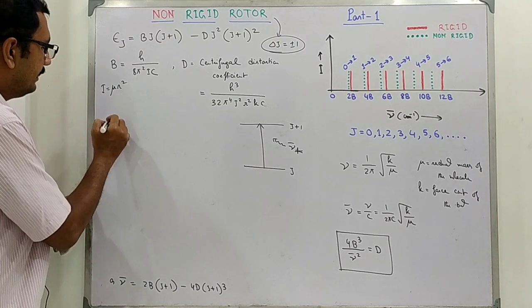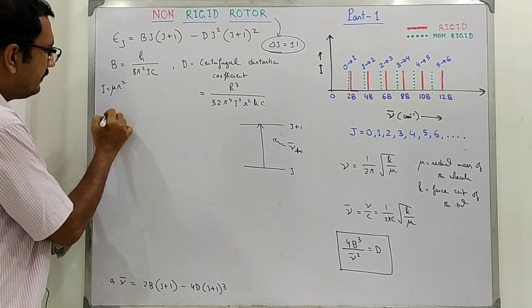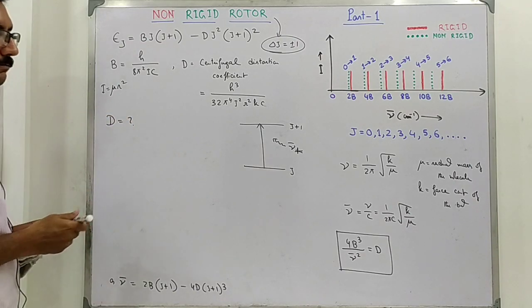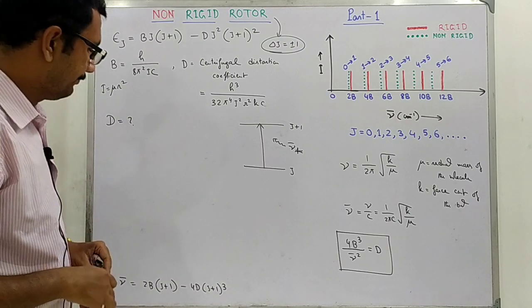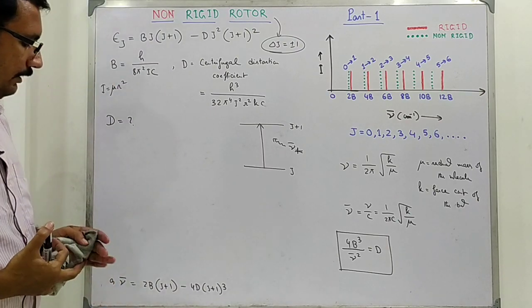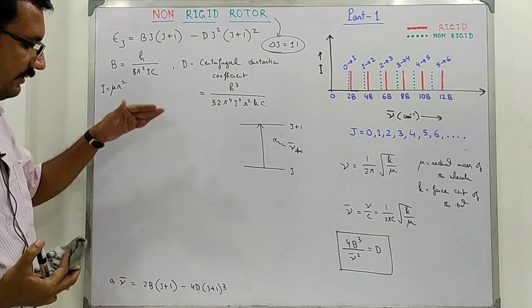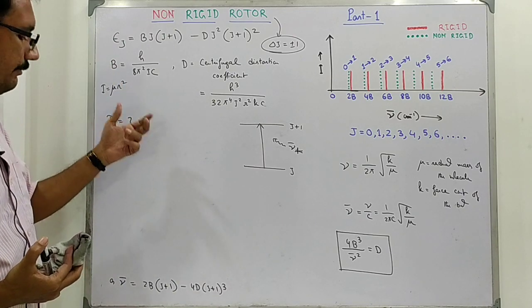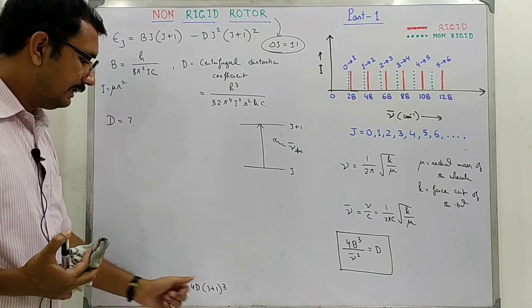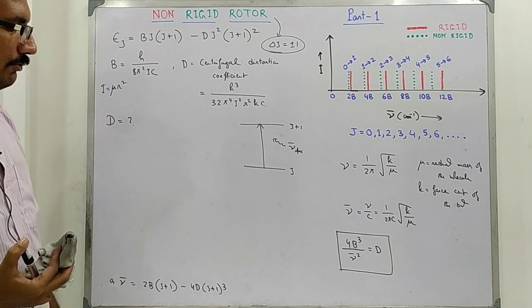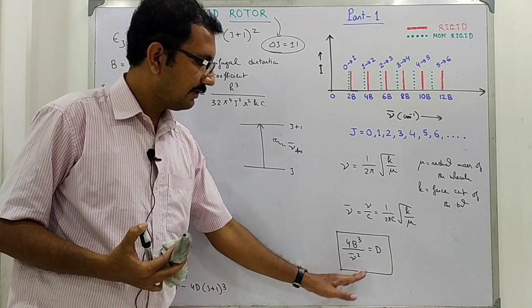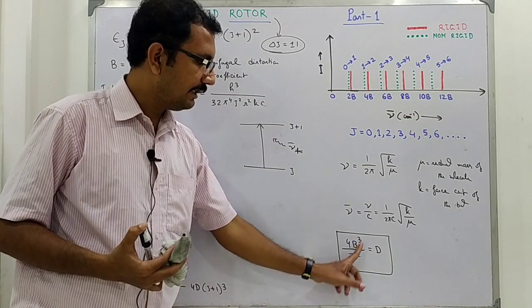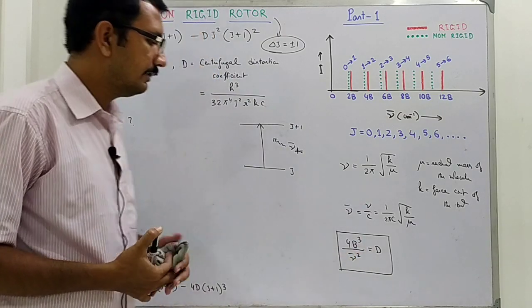Now, what is the value of d? This we have to know. To have the position of the spectral lines in case of non-rigid rotor, we have to know the value of d. So, we have already obtained the expression of d, which is 4b cube upon nu bar square.